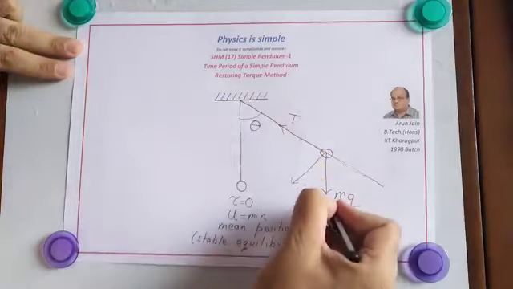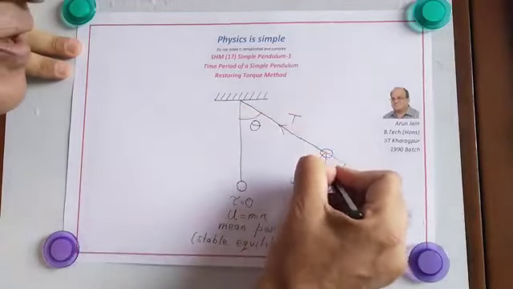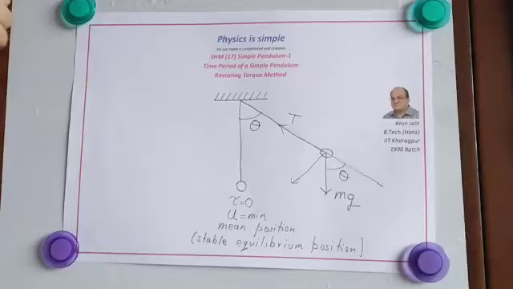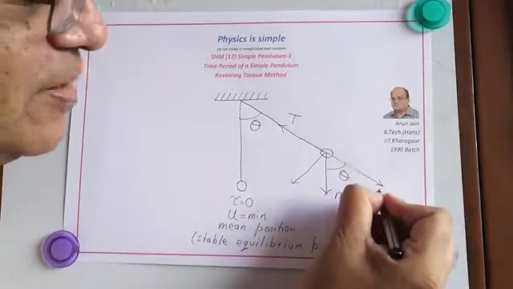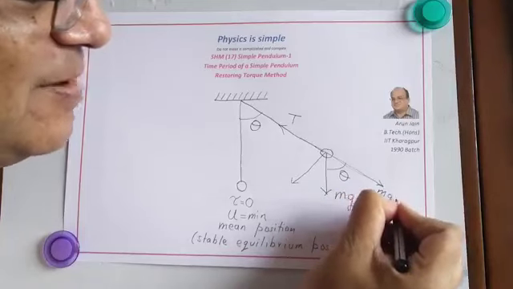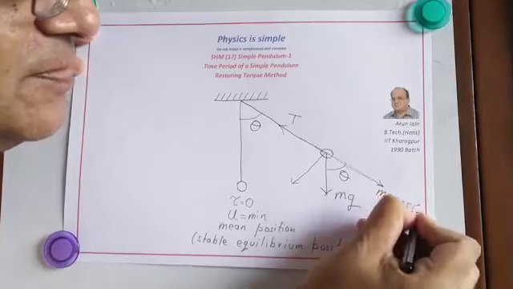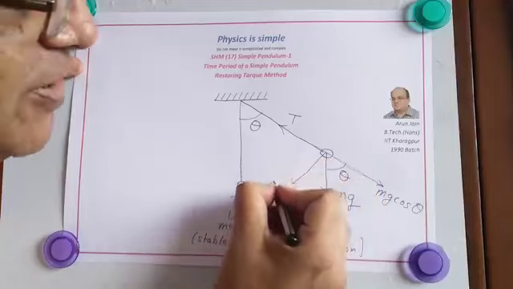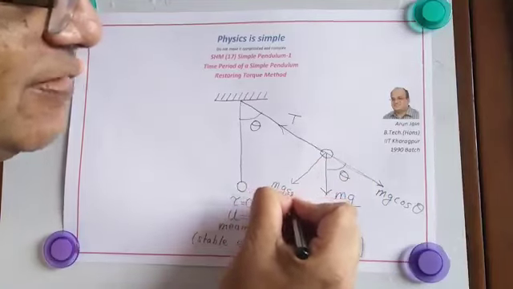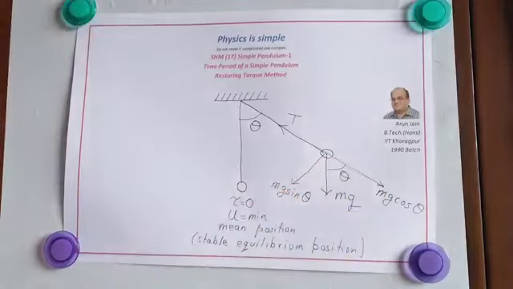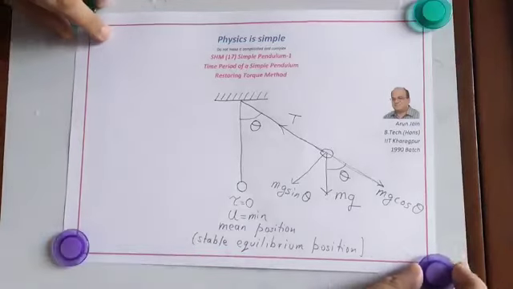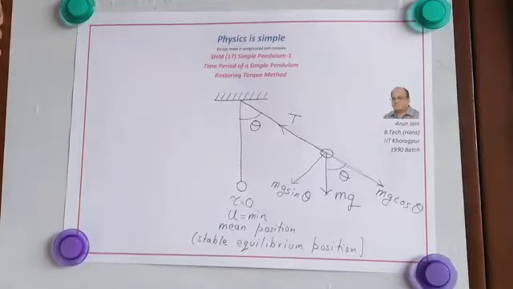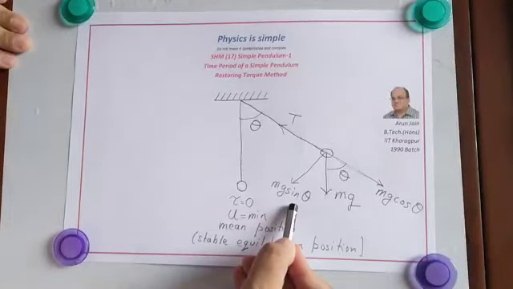Since this is parallel, this angle is theta, this will also be theta, corresponding angles. And therefore, this component of mg is mg cos theta. And this component of mg is mg sin theta. The component of a vector in the direction of the known angle is the cos component, and the component in the direction of the unknown angle is the sine component.